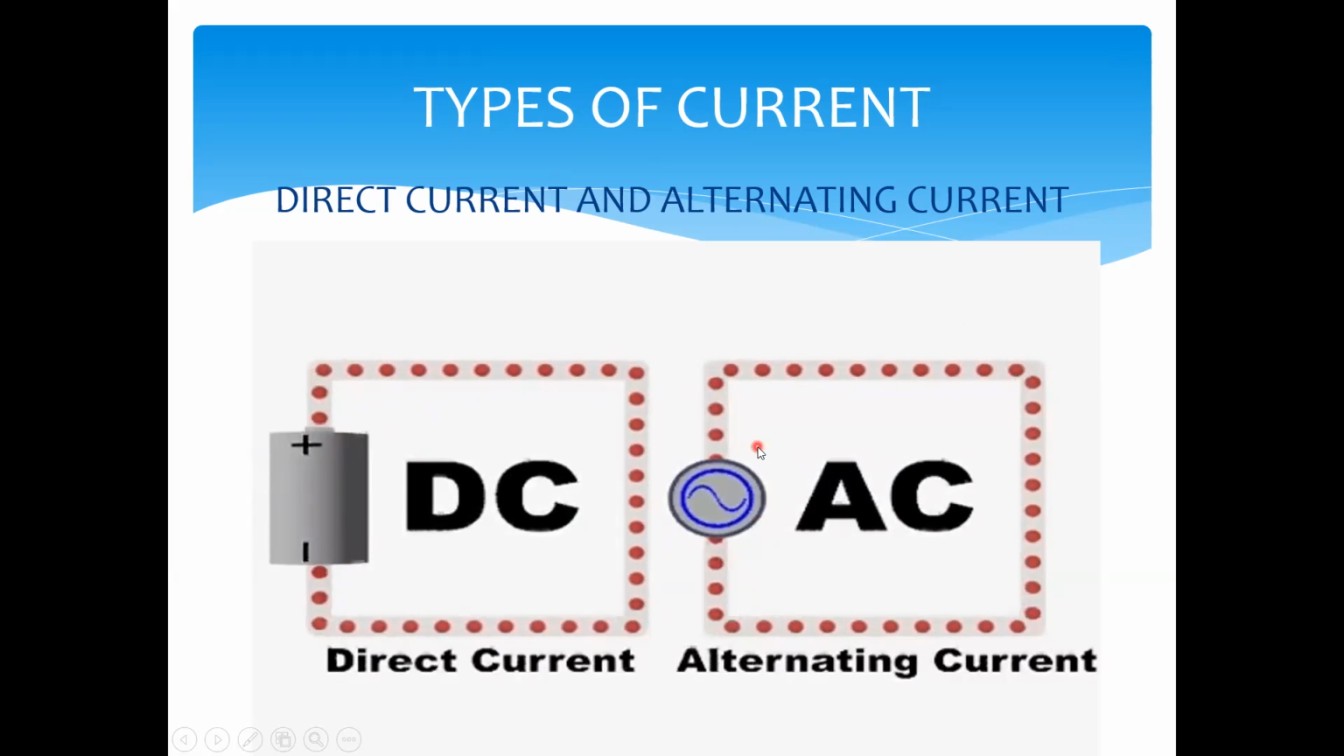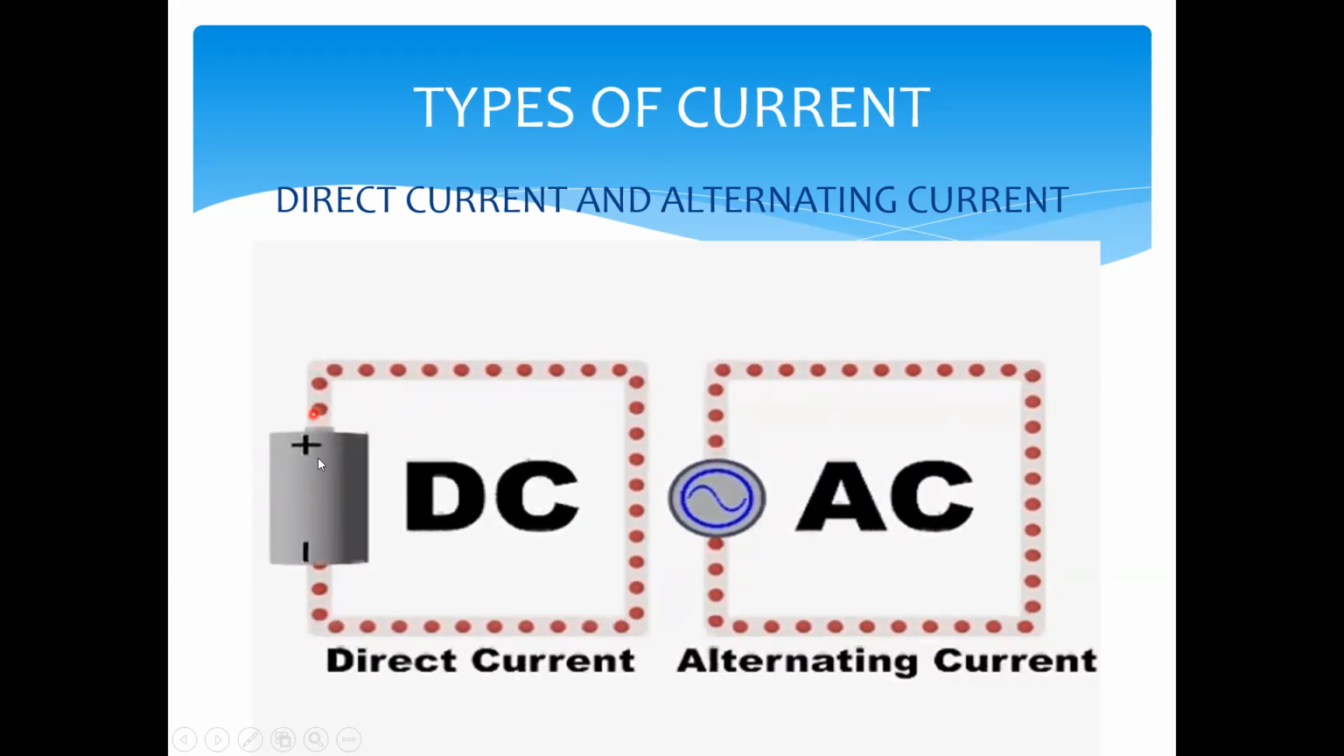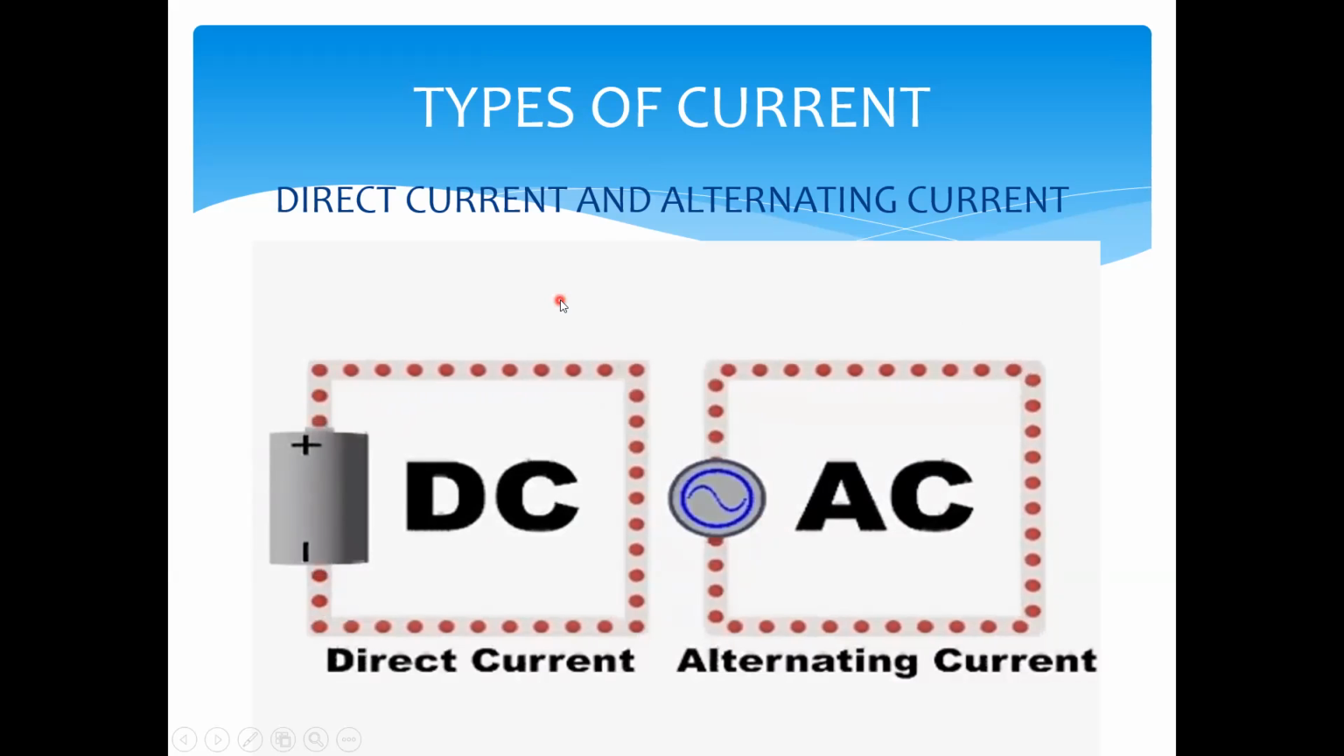For AC, the terminals continuously change. First, one side is positive, the other is negative. The next moment, it will be opposite. But for DC, it does not change. It continues to flow in one way.